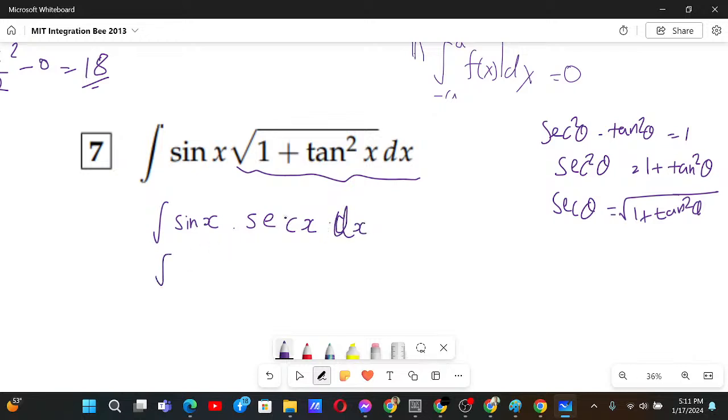And now sec x is 1 by cos x. So sin x by cos x is just tan x. And we all know the integral of tan x, that's just ln of sec x. And that's plus c. That's the answer.